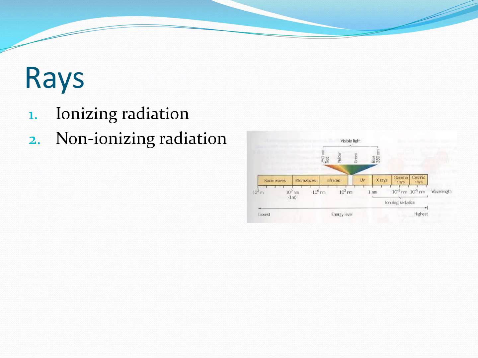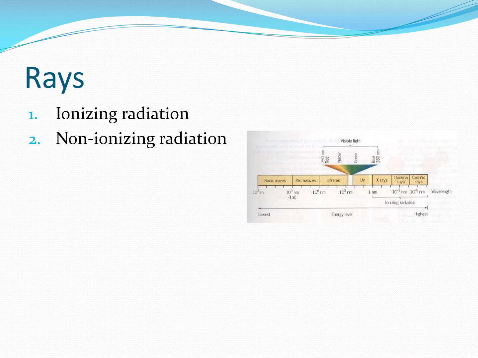Now let's discuss radiation in more detail. Radiation is divided into two main types, ionizing and non-ionizing. Ionizing radiation has enough energy to remove electrons from atoms and molecules, creating highly reactive ions. This type of radiation includes X-rays, gamma rays, and alpha and beta particles from radioactive materials.